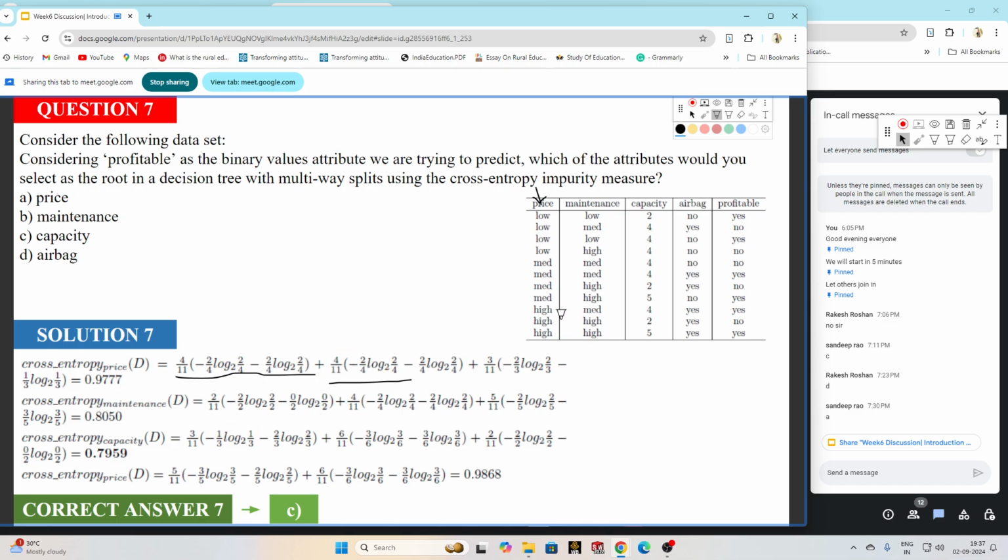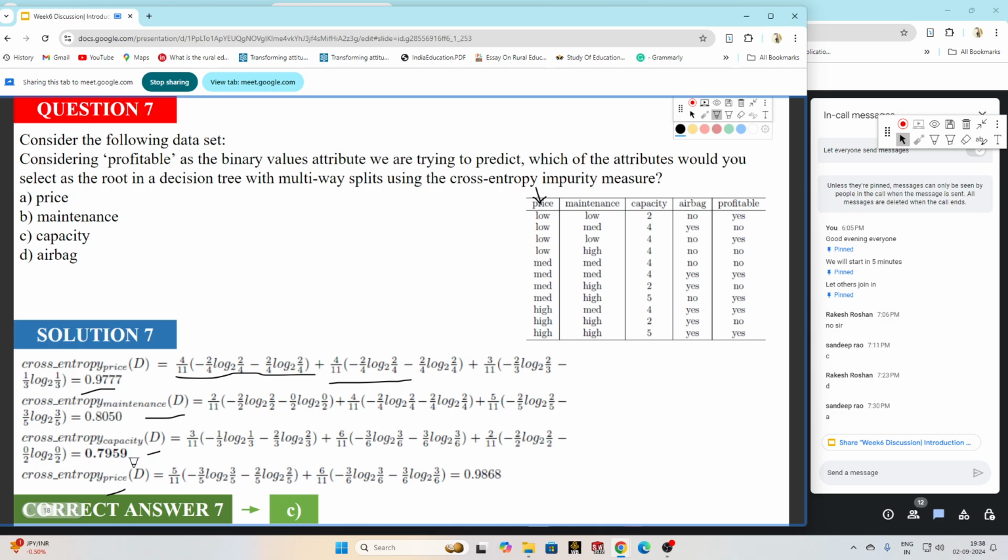Similarly, for high also we can calculate the cross entropy, and whenever we add the cross entropy for all the classes, we will be finding the cross entropy of that particular attribute. So that is coming 0.977. Similarly, we can find cross entropy of maintenance, capacity as well as price. And what we are seeing is cross entropy of capacity is coming less.